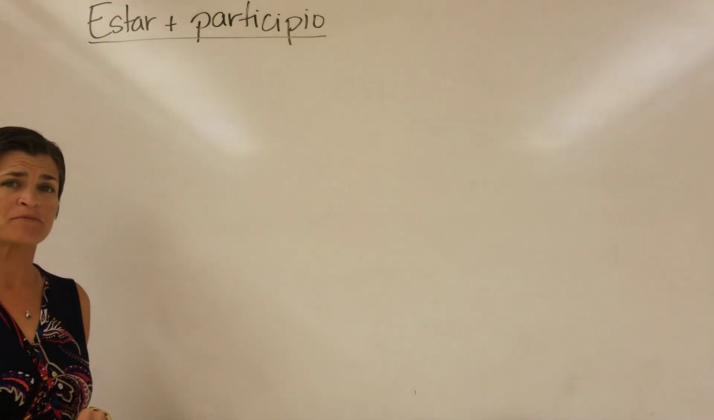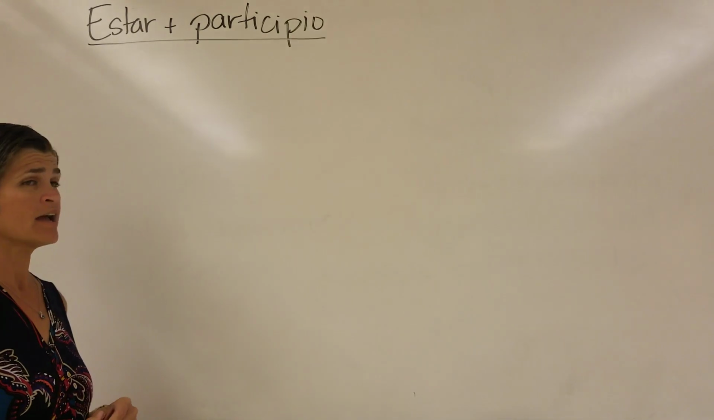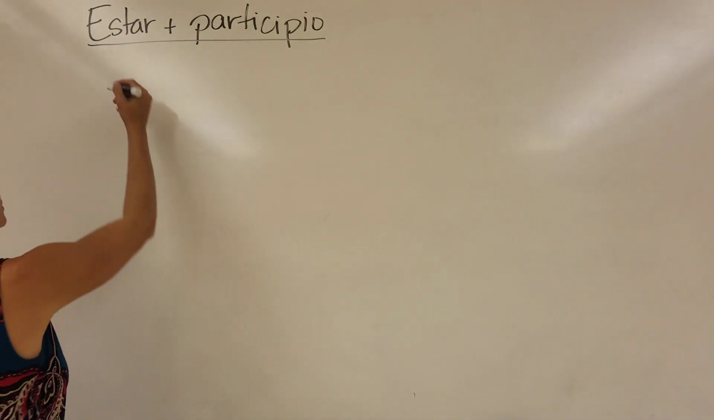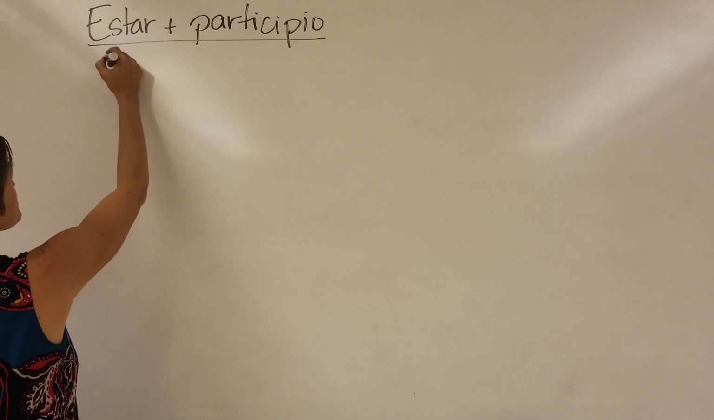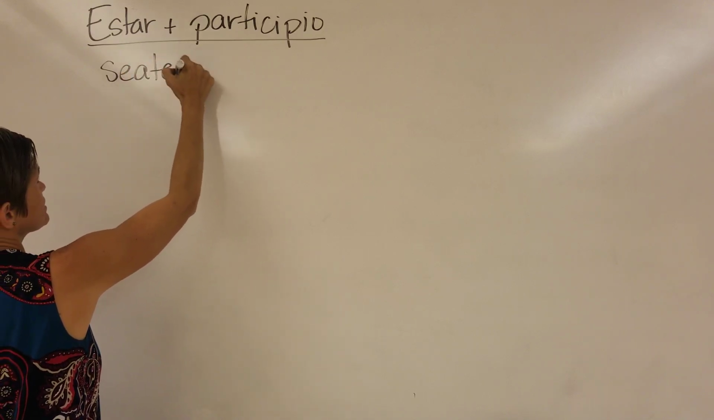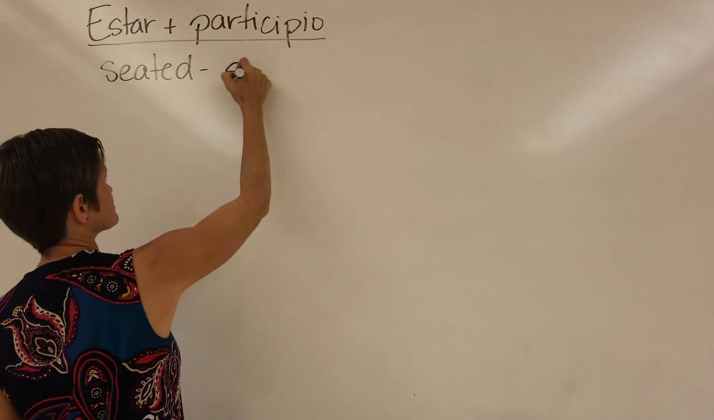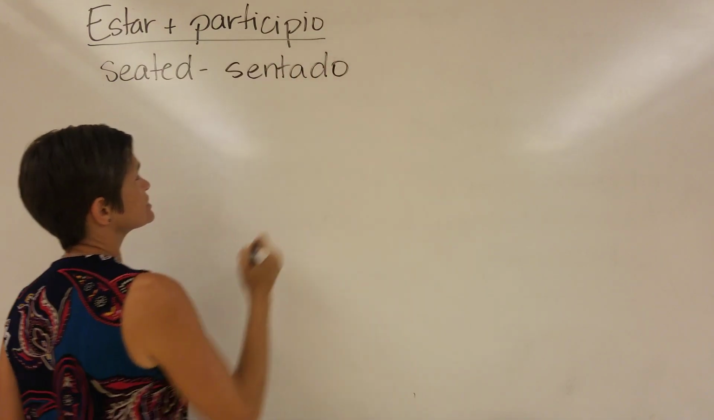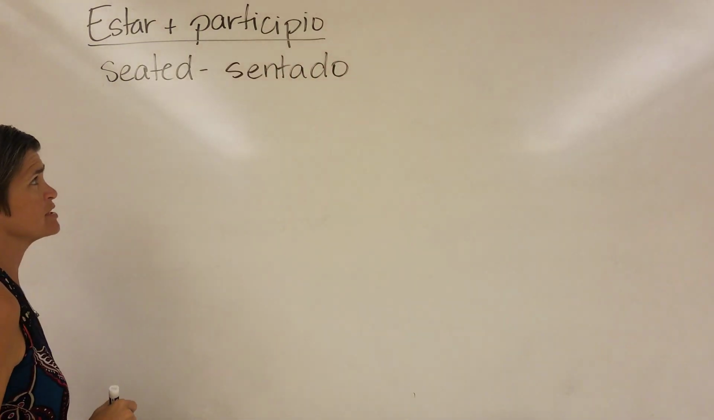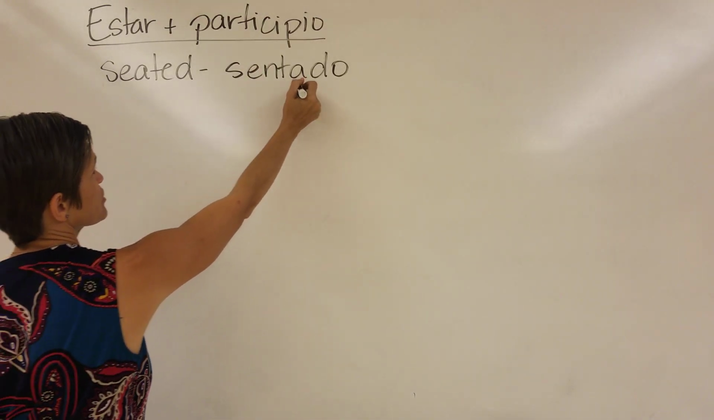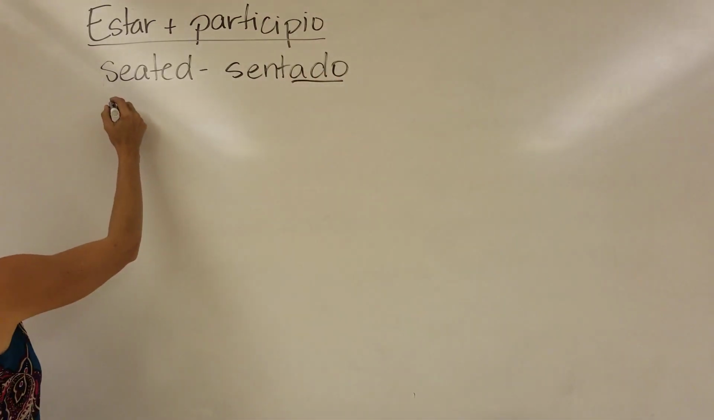In Spanish 3, Chapter 1b, we talk about using participles as adjectives. There's a lot of adjectives that are actually participles. For instance, if something is seated, the adjective is sentado. It's the verb sentar, to seat, and it's put in the participle form.